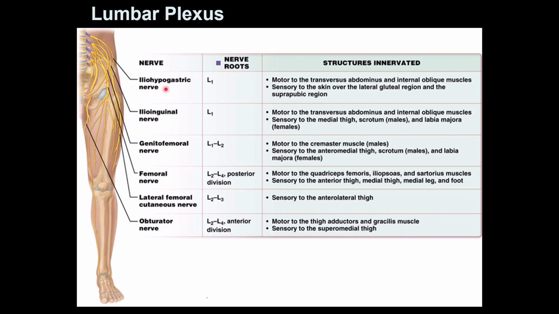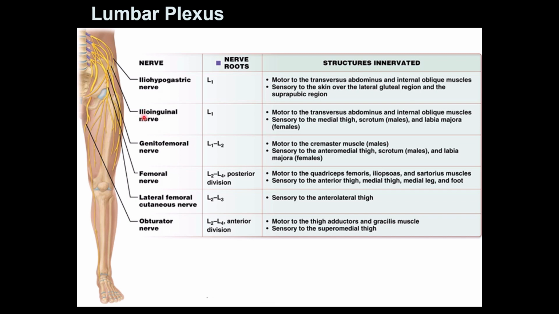The sensory of iliohypogastric is that it is supplying the suprapubic area, which is this area, and also this area, which is the lateral gluteal, so which is this area. So from here to here is supplying the skin of that area.